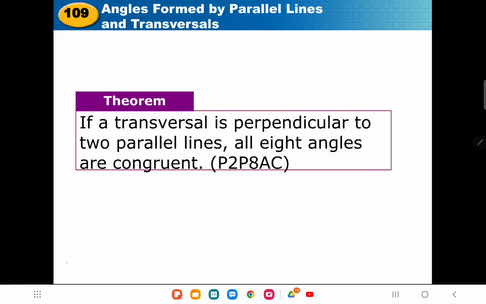Finally, another theorem: if a transversal is perpendicular to two parallel lines, all 8 angles are congruent. That's P to P, 8AC.